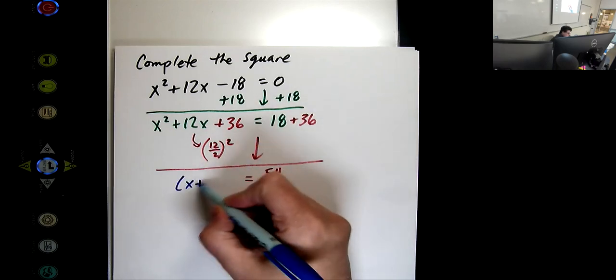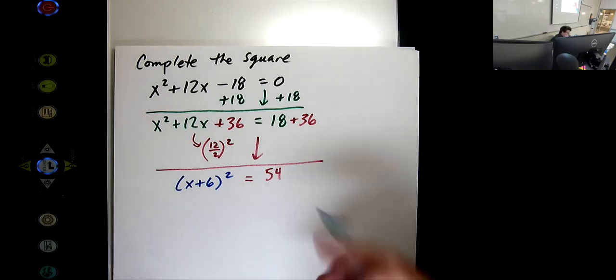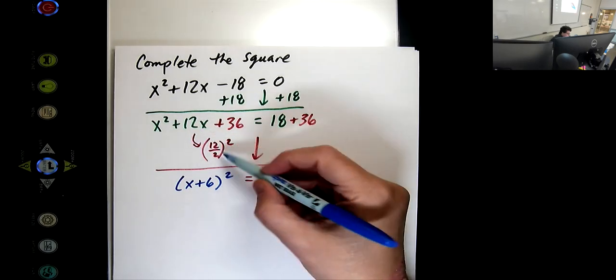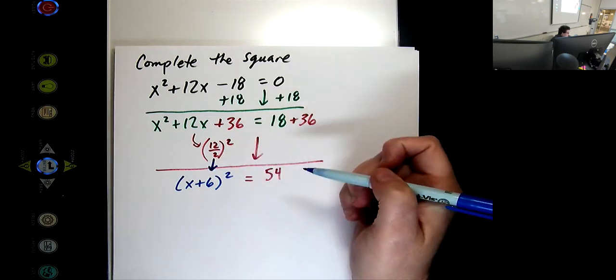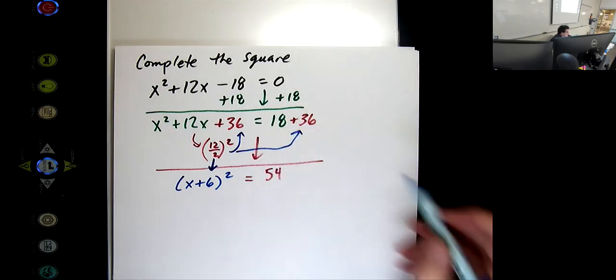X squared, excellent. So, whatever you did to get the 12, you take the middle, the thing in front of the X, you divide it by 2, you square it. Whatever it was before you squared it is what you put in the parentheses. And then you take that and you add that some bits to both sides.